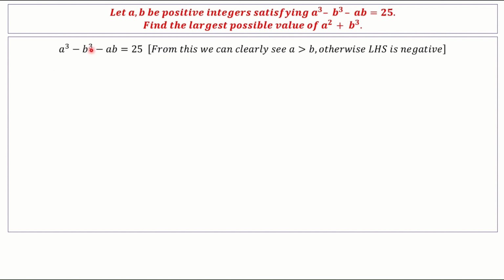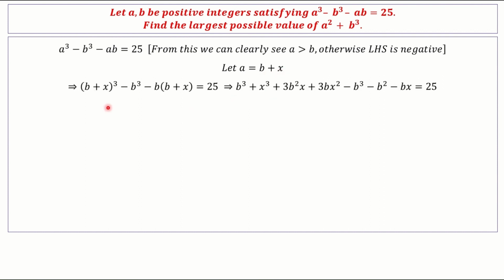Okay, so if you see, a and b are positive integers, which means the terms −b³ and −ab are negative terms. So it is very clear that a³ is the only positive term here, bringing the value to 25. That means definitely a is greater than b, right? If a is less than b, then b³ will be very heavy, so it will become a negative number. So a is greater than b. Note down that. Let a equal to b + x.